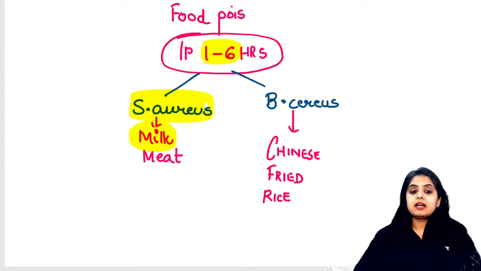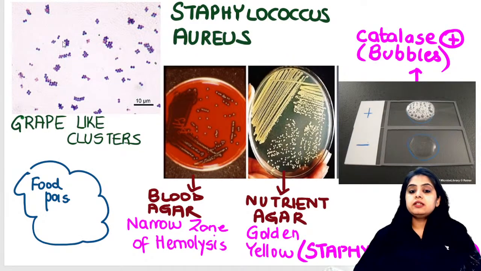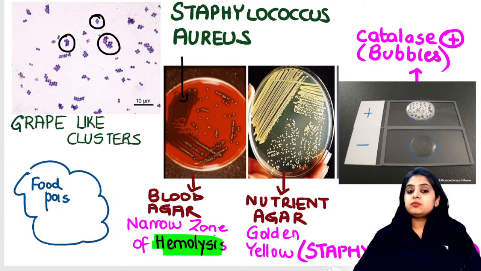Coming back, what were the photos of Staph aureus? First and foremost, I can appreciate the famous grape-like clusters. Everyone knows gram-positive grape-like clusters. After that, on blood agar, does it show you hemolysis? Yes, we can see it's showing us hemolysis on this blood agar. Look at the next picture, the nutrient agar. On the nutrient agar there is a golden color pigment.